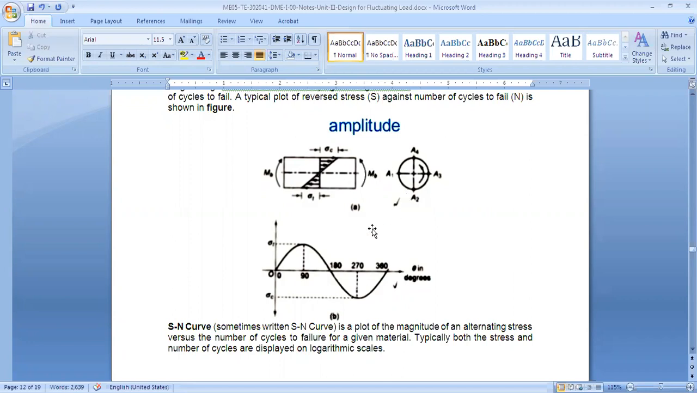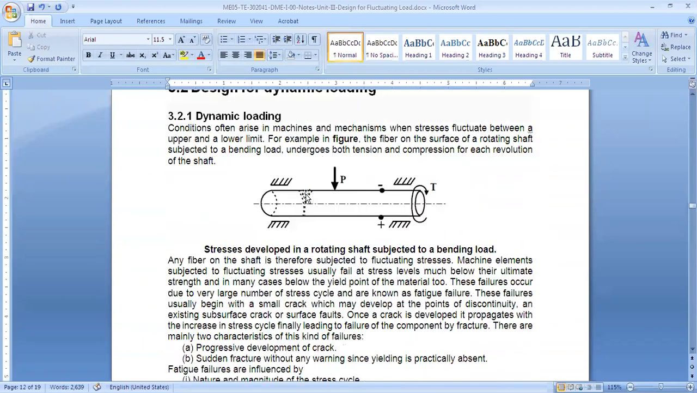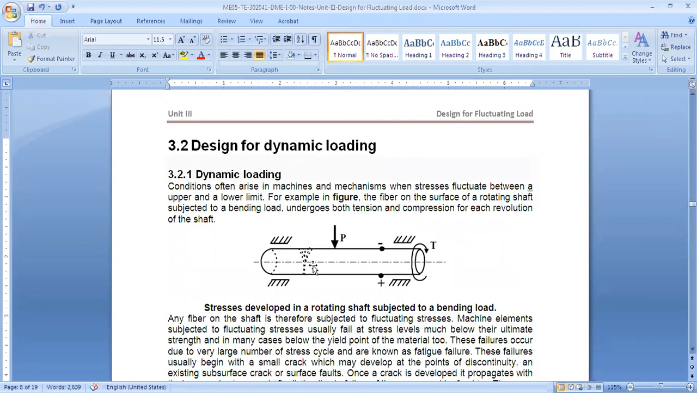So if you keep it rotating, this cycle will keep repeating. If you are having, say, 300 RPM speed, this cycle will be repeated 300 times. That means one point will be going under tension and compression 300 times per minute. This type of loading is called cyclic loading, or dynamic loading. Are you getting my point?